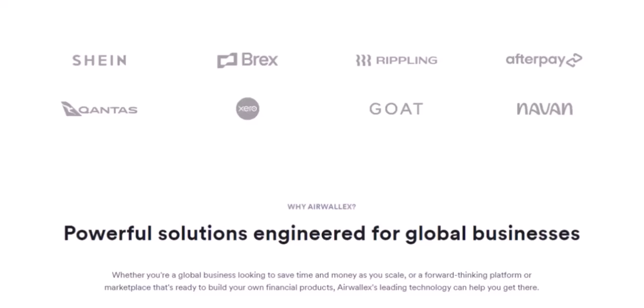Business cards. If you have an Airwallex business card, you can easily withdraw funds by using it for ATM withdrawals or making purchases. This provides a convenient way to access your funds on the go.